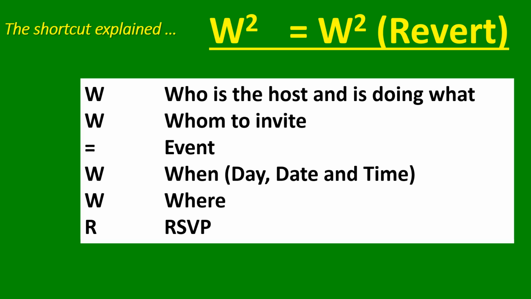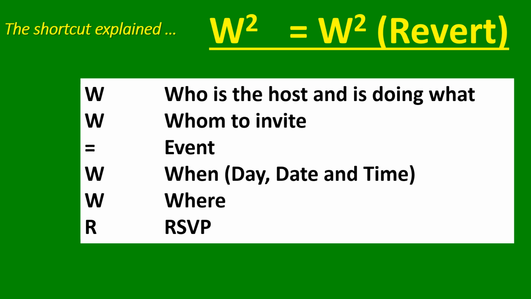Let me now take a moment to explain to you what W squared is equal to W squared and revert stands for. The first W is for who is the host and is doing what. The second W is for whom to invite. The equal to sign is E for event. The W on the other side of the equal to sign is for when is the event, and you will mention the day, the date, and the time.